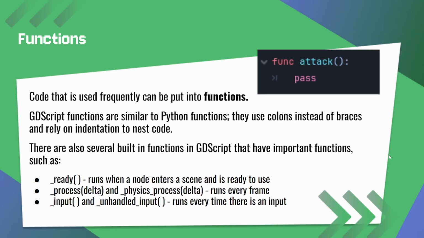All right. Code that is used frequently can be put into functions. GDScript functions are pretty similar to Python functions. They use colons instead of braces, and they use indentation to nest code. These are useful for things that will be repeated, or if you're going with an object-oriented structure, which you should, things that will change depending on each object, but you'll still want the same function to be run.